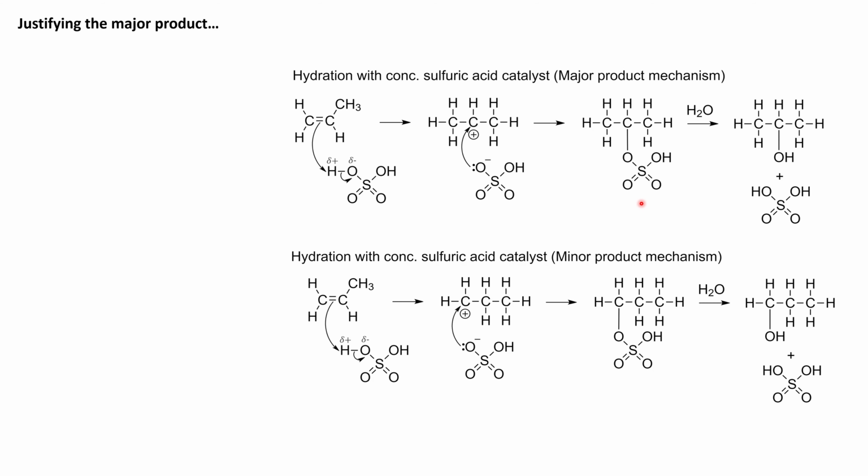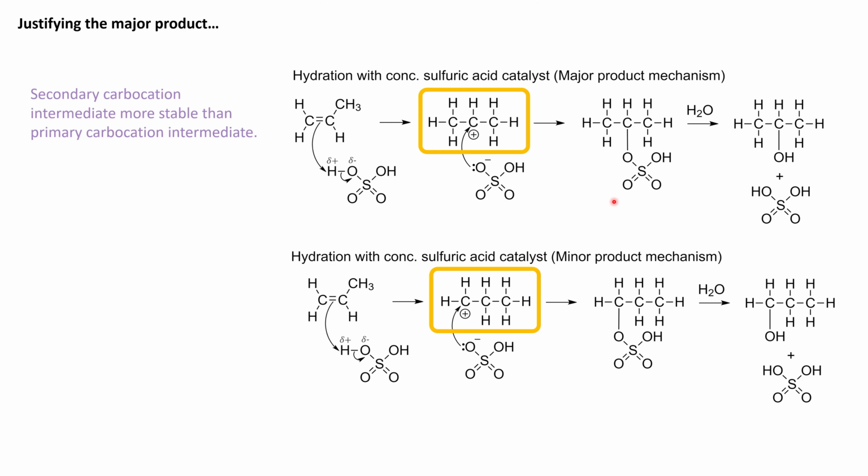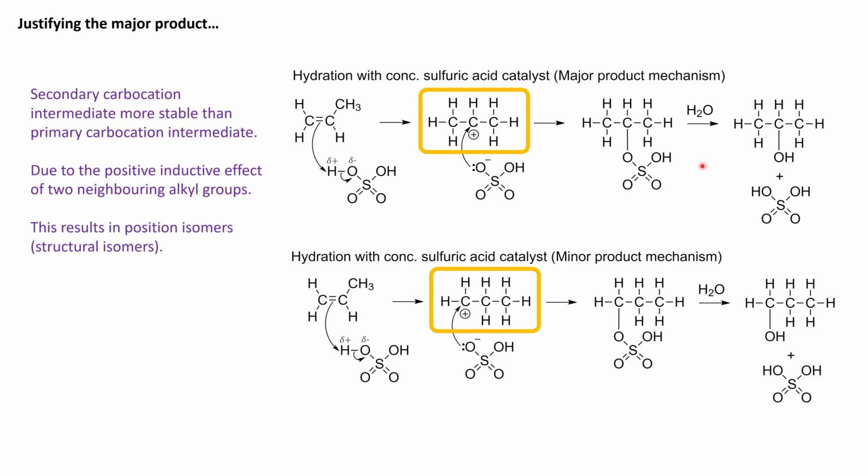Now let's justify this major product as we've done before. We've got two carbocation intermediates potentially. We've got a secondary carbocation, which is more stable than the primary carbocation intermediate due to the positive inductive effect of two neighbouring alkyl groups. Now if we look forward towards our products as well, we've got propan-2-ol versus propan-1-ol. And these are position isomers of each other, which is a form of structural isomerism. And remember that your definition for structural isomerism is compounds with the same molecular formula but different structural formulae.